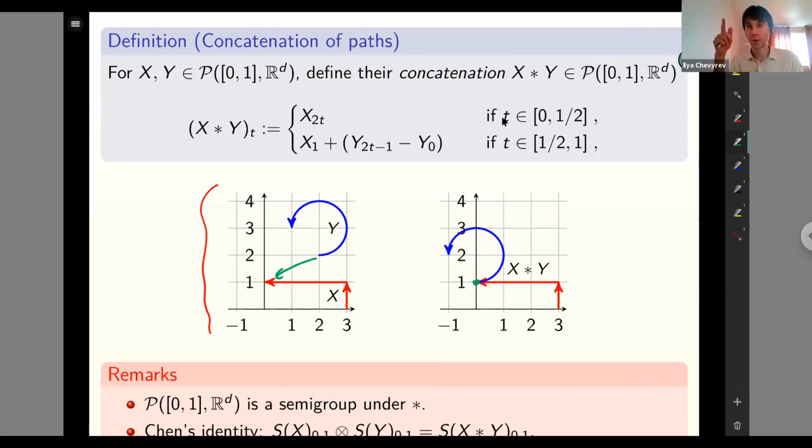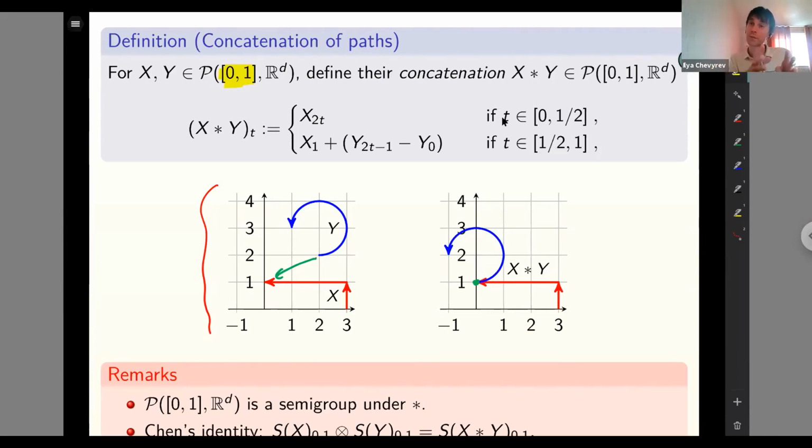And the way that we join them up into one big path is by saying that time now runs over the interval 0 to 1. You can do this over an arbitrary interval, but I've just restricted it to 0, 1, which is a fine thing to do because of reparameterization invariance. So I'm going to chop up this interval into two halves, 0 to 1/2 and 1/2 to 1.